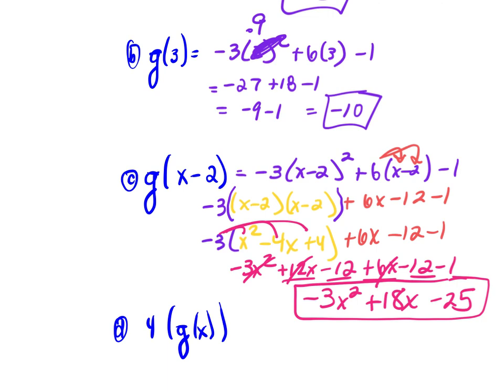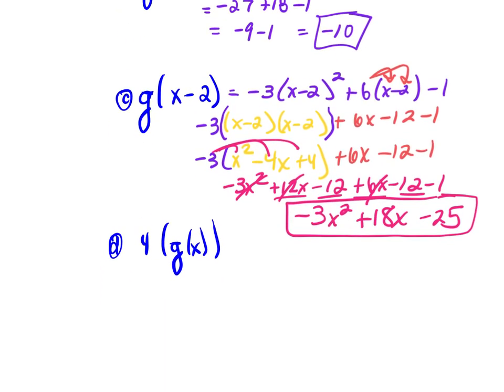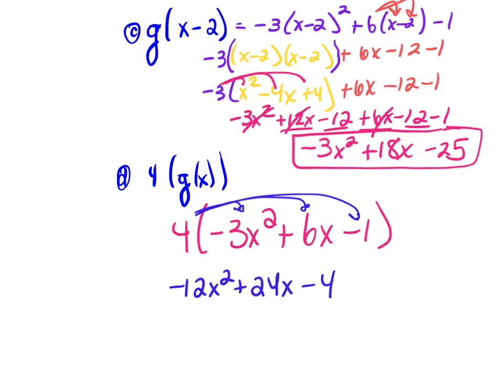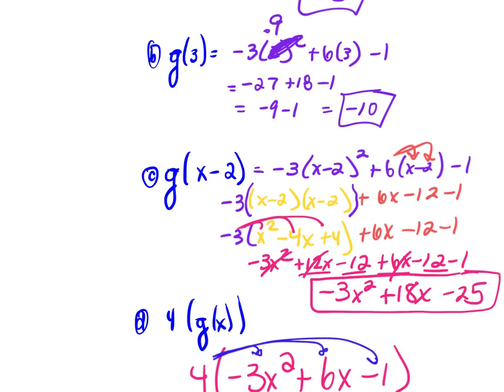What is the last question asking us to do? Multiply the whole function by 4. So you have 4 times, what was it, negative 3x squared plus 6x minus 1. Is that correct? Okay. So just distribute. 4 times negative 3x squared is negative 12x squared. 4 times 6 is plus 24x minus 4. Was that the original equation? Yeah. All right, so then that's it.